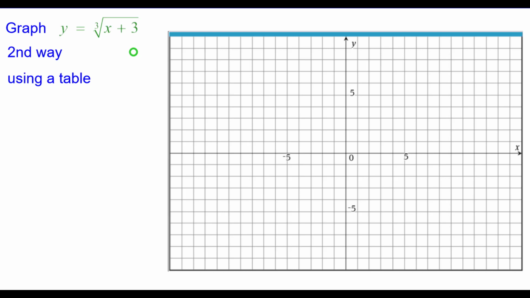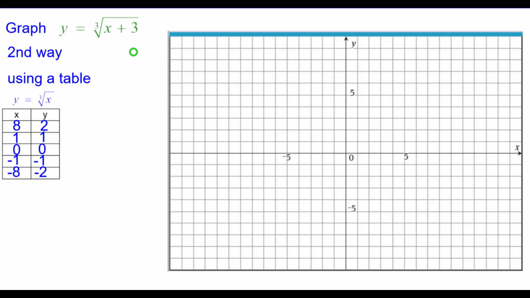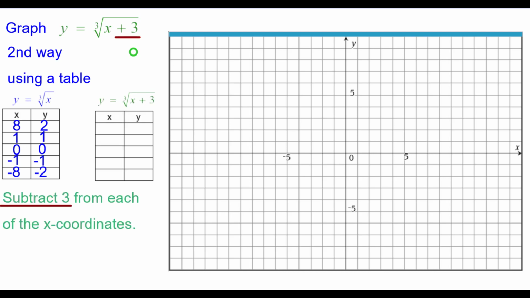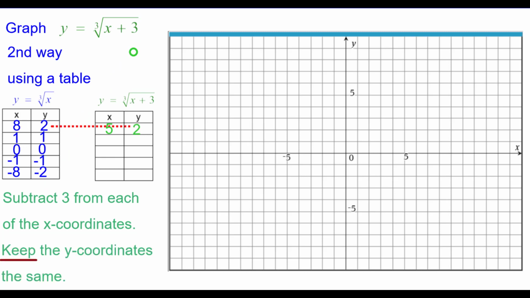Second way, using a table, and we'll start off with the normal Cuberoot table. We're going to subtract 3 from each of the x coordinates because of the plus 3 inside the function. 8 minus 3 is 5, but we keep the y coordinates the same, so 5, 2 is plotted. 1 minus 3 is -2, 1.